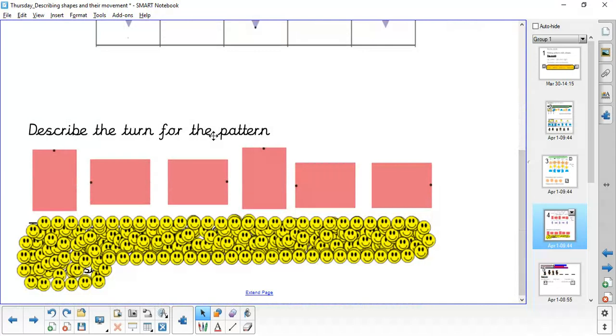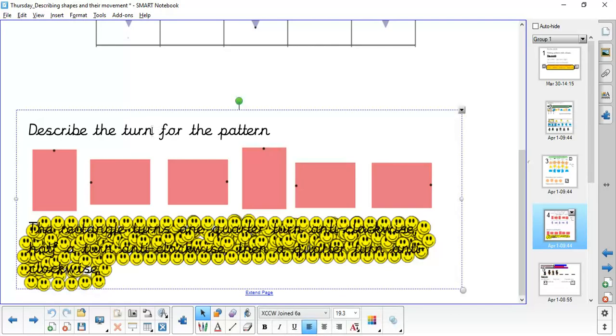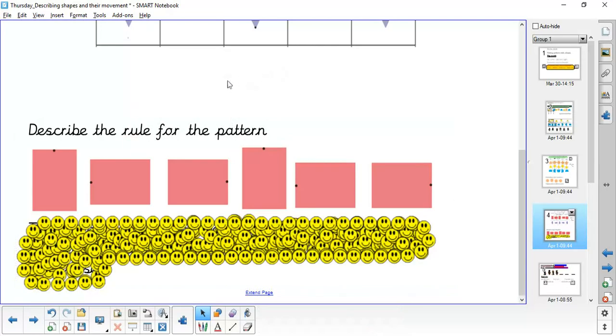Okay, so if I were to describe the turn for the pattern, the rule, in fact, I'm going to change that now. The rule for the pattern, what would it be? Pause the video, have a quick go at writing it down, and then I'll reveal the answer.